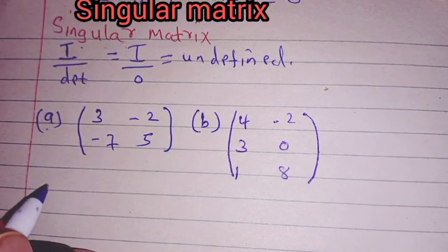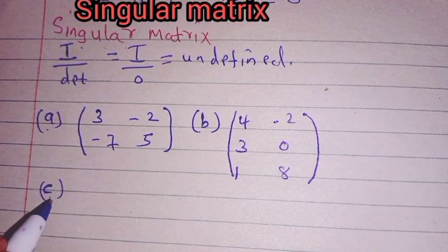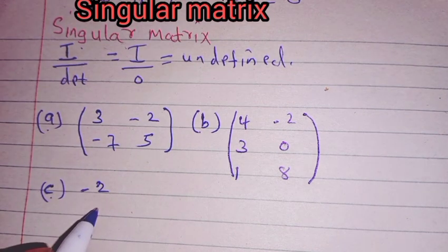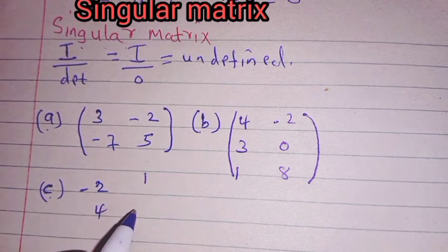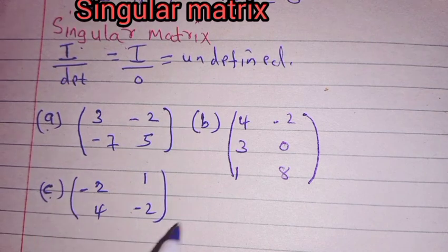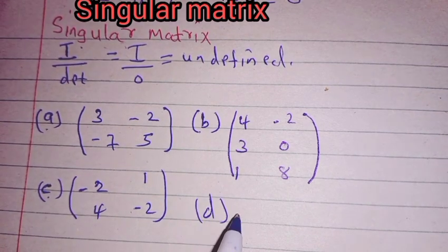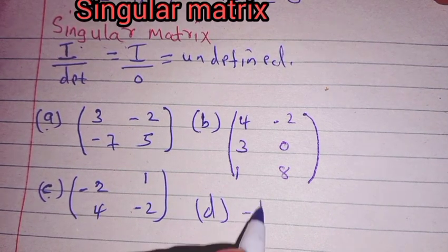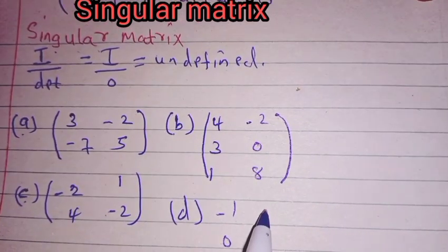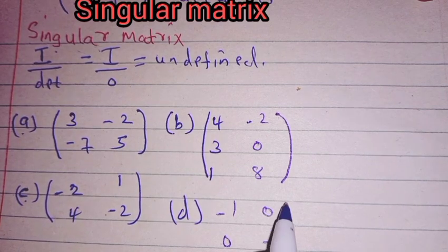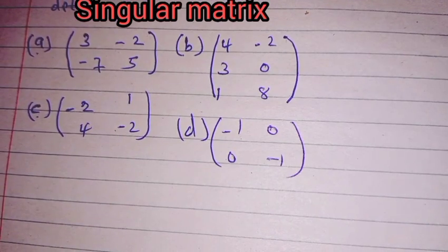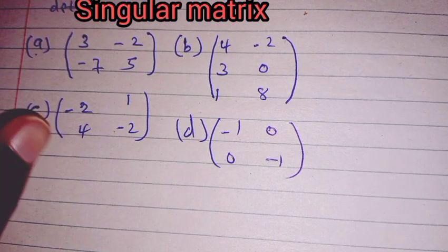Then you have part C. You are given the elements -2, 4, 1, -2. Then in D, the elements of D are -1, 0, 0, -1. So the question is to determine whether they have an inverse or not.